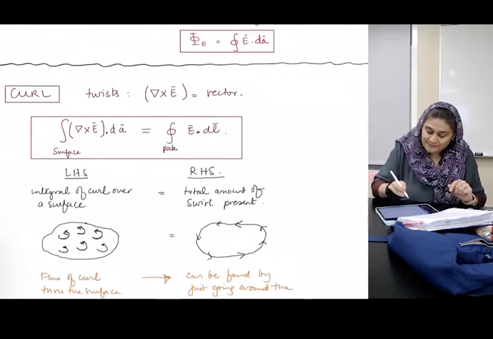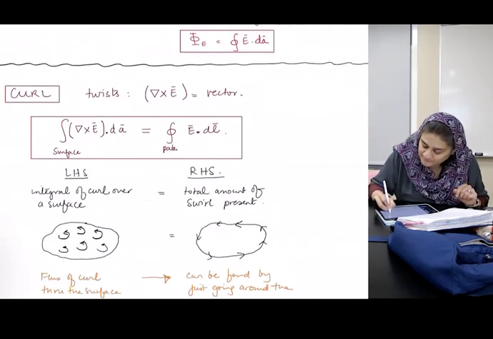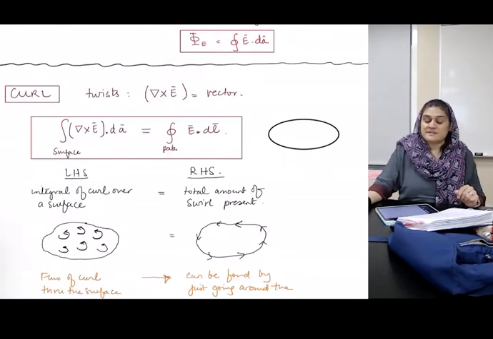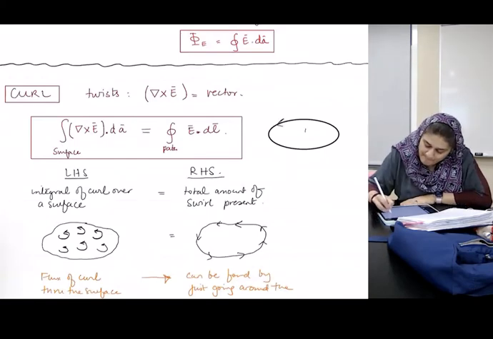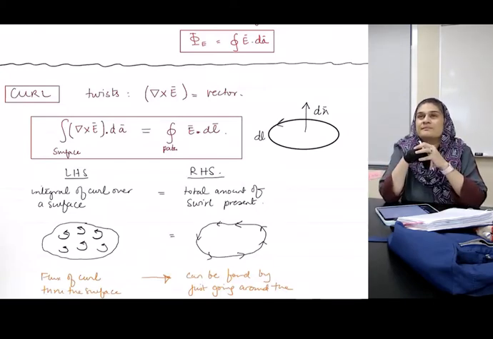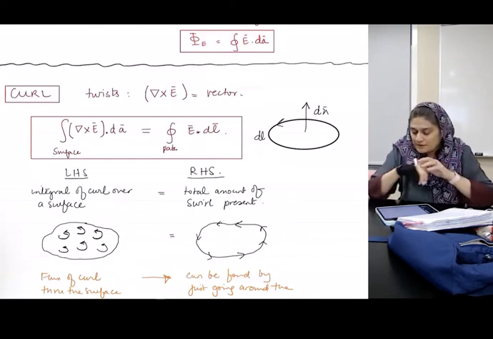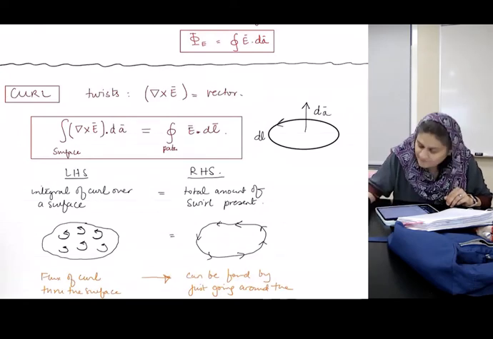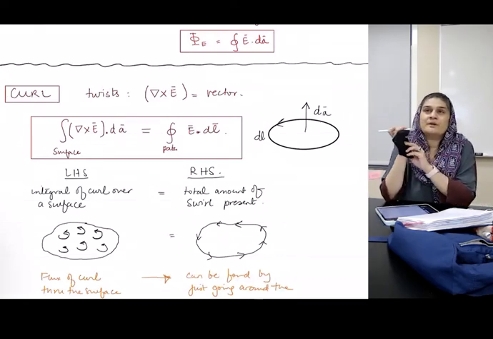Another picture that Griffiths gives you, which is a really, really good one. Imagine this is your surface. This is dA. And this is dL. Just so you have a visual of what that means. Oh, that doesn't look like A. It should be D. Are we okay? Thumbs up.